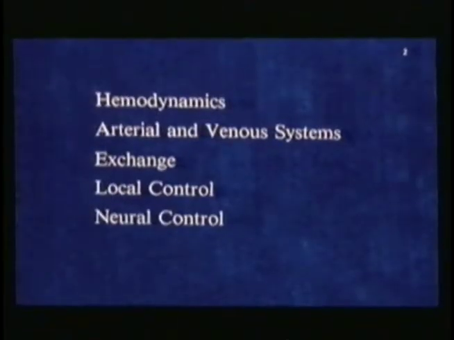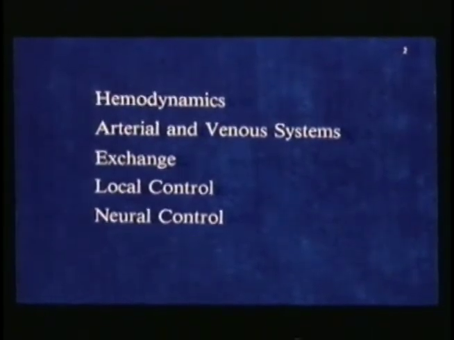The first program in this series presented a discussion of hemodynamics. The programs that follow discuss exchange of materials between blood and tissue and the local and neural control of systemic circulatory function. Please note that a printed study guide accompanies this program. It contains the full program text and references for additional reading.